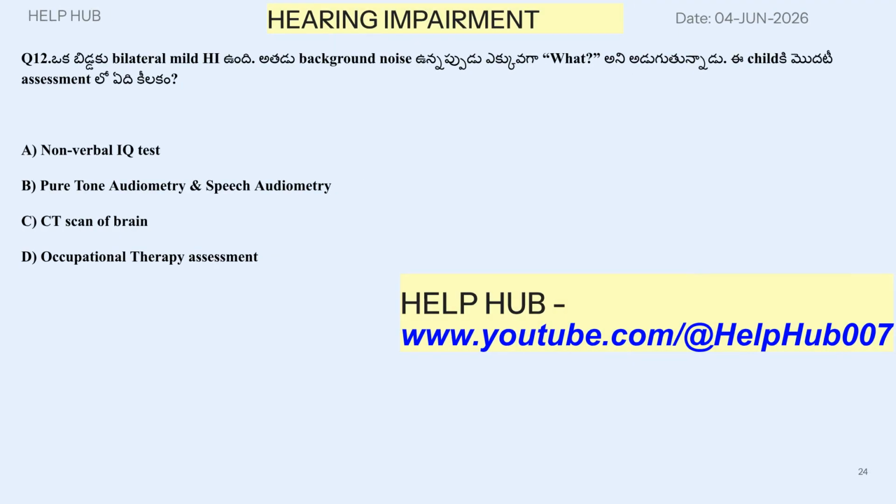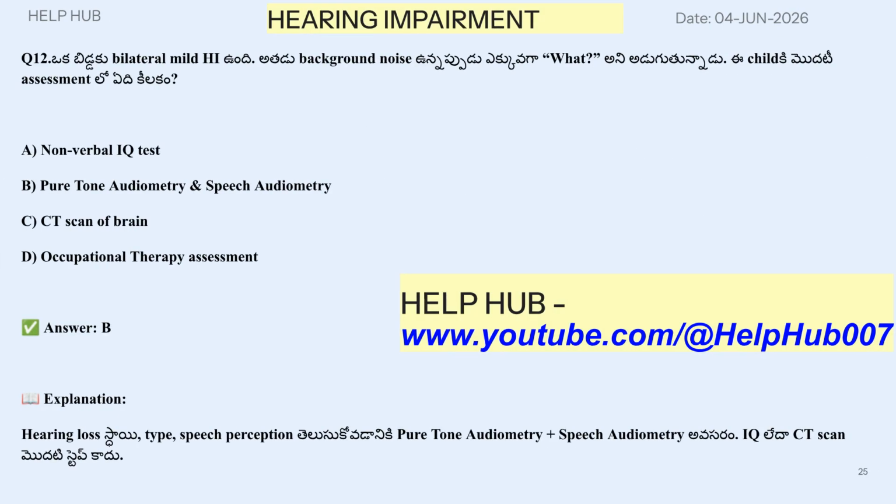Question 12. A child with bilateral mild HI frequently asks, what, in background noise? What is key for the initial assessment? The essential initial assessment is B, pure tone audiometry and speech audiometry. These tests determine the degree and type of hearing loss and speech perception, which are crucial for intervention planning.